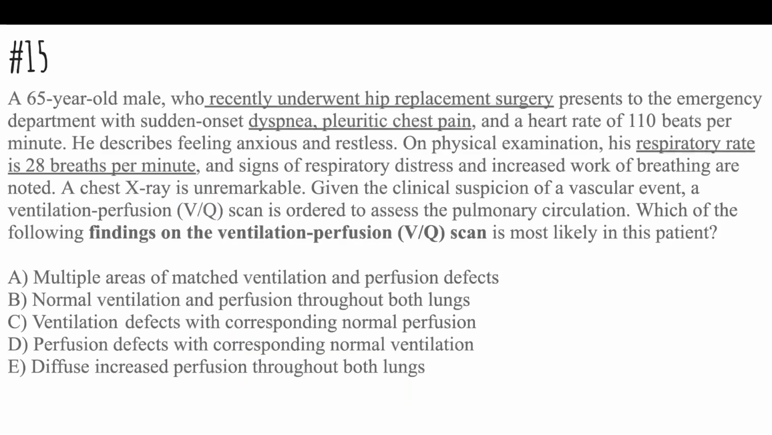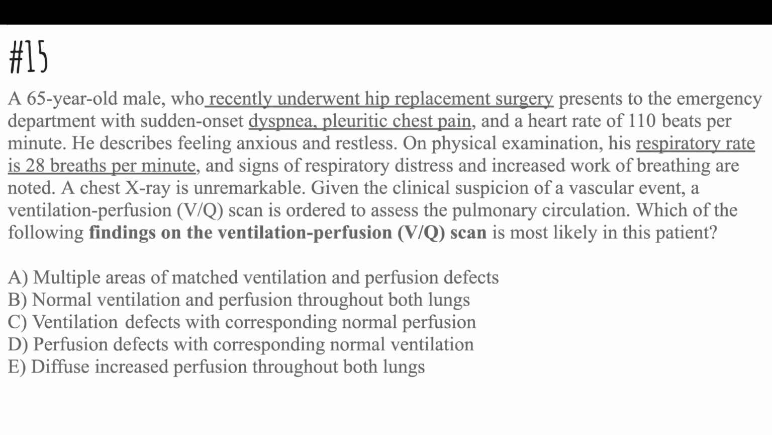Now going back here, it makes it pretty clear that we're going to want to be looking for something with decreased perfusion but normal ventilation. That option is D. It's the only one that shows impaired blood flow, or perfusion defects, with normal ventilation. We can go over some of the other ones just so you can see what situations might have those.